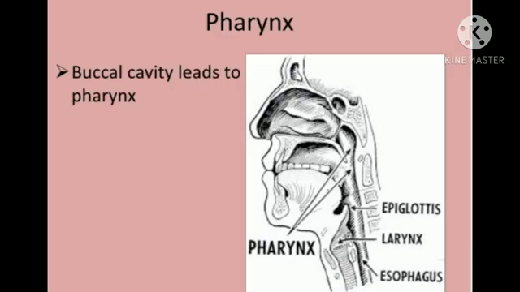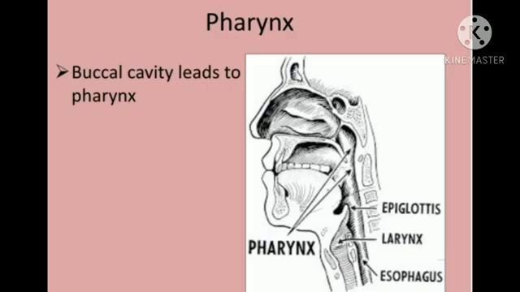Cartilaginous means soft bone. I can say the upper portion of the ear. By touching the upper portion of the ear, you can see it is the soft bone. Then by touching the tip of the nose, you can feel it is the soft bone. So these soft bones are called as what? Cartilaginous bones.